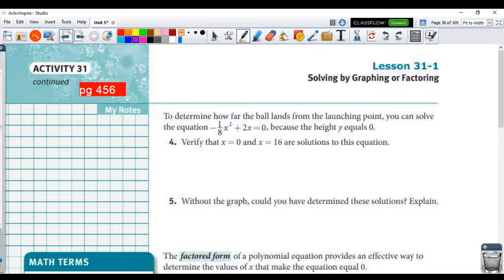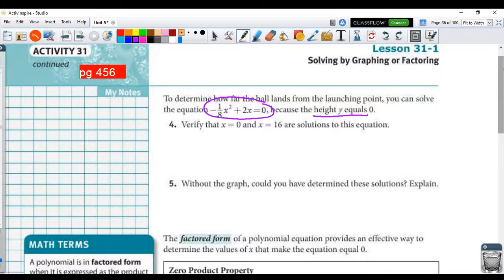So if we go to the next page, they're showing us this equation here, the same equation from the graph that we just looked at, but instead of having a y, they have a 0. So if we think back to what the y represented in our graph, that was the height of the projectile that they launched. So when the height is equal to 0, that means that the projectile is actually on the ground. So this equation represents when the projectile is on the ground.